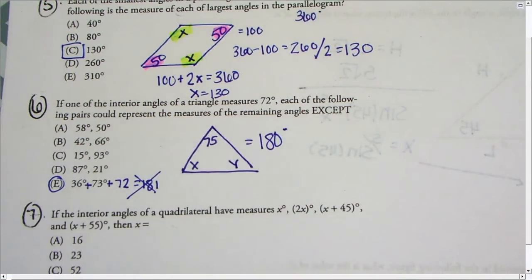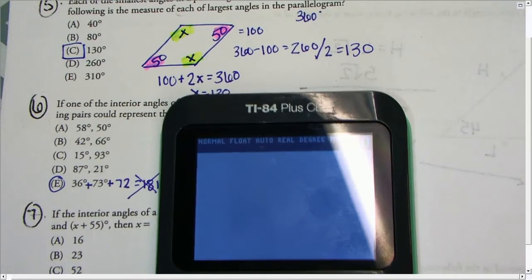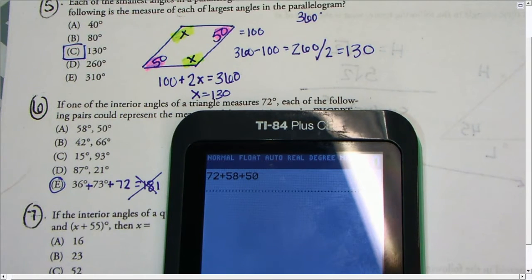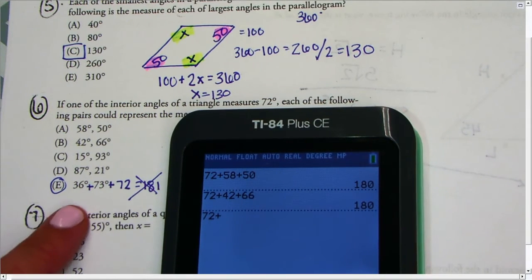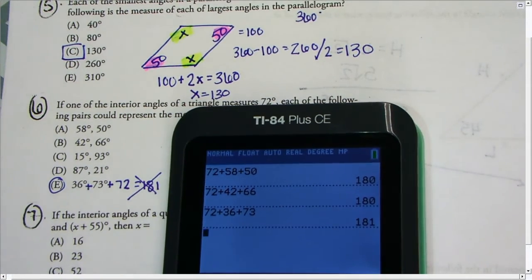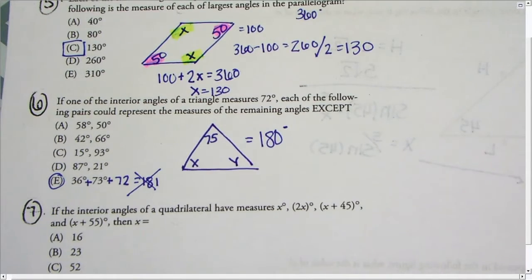So it's option E. I mean, I can do the rest of them if you want, but basically all you're doing is adding them up to equal 180. So I have 72. So I'll do 72 plus 58 plus 50, 180. 72 plus 42 plus 66, 180. But then when I get down to this last one, 72 plus 36 plus 73, I get 181, which is too much. So that question is testing whether or not you know triangles add up to 180 degrees.